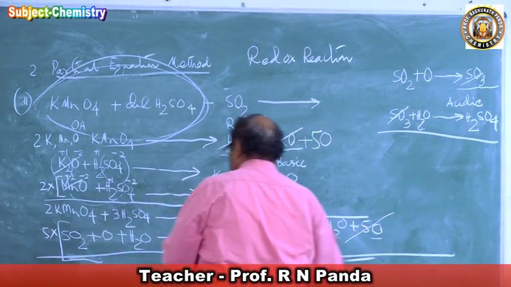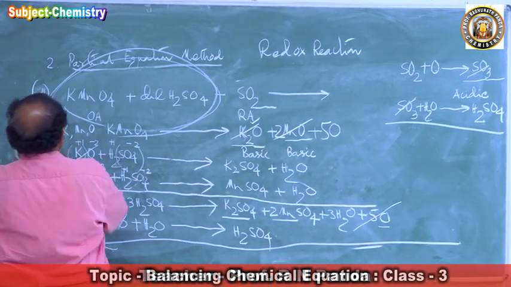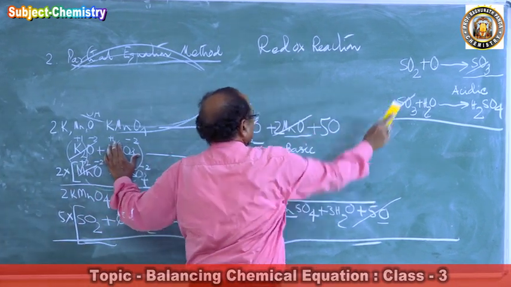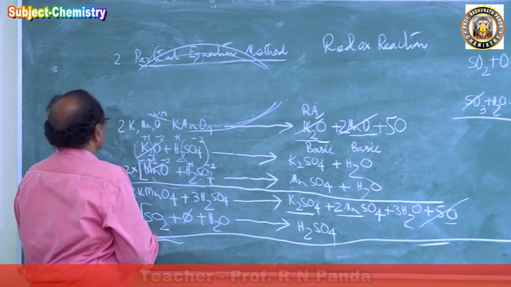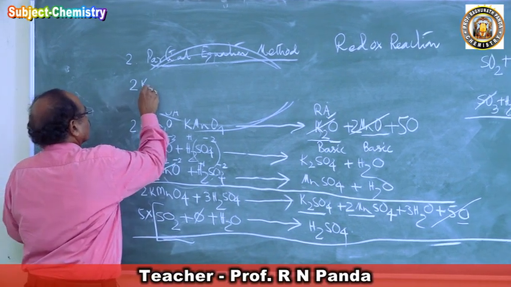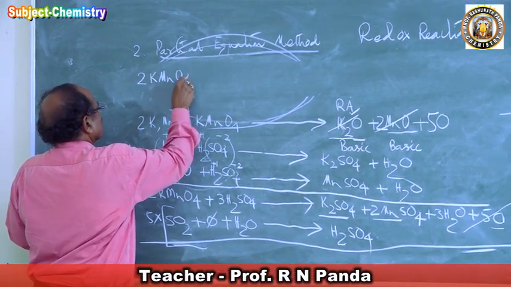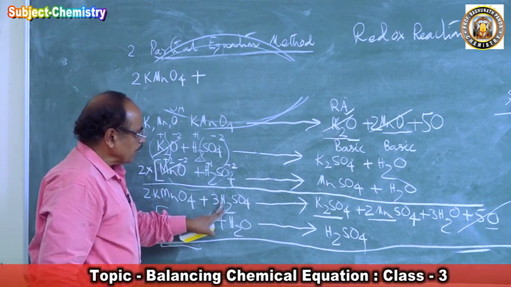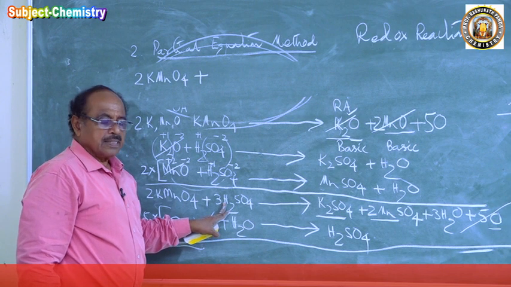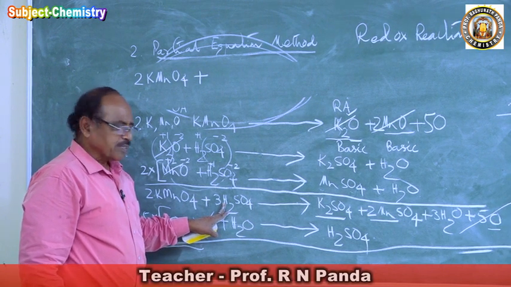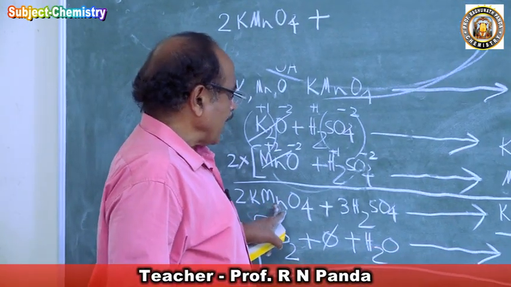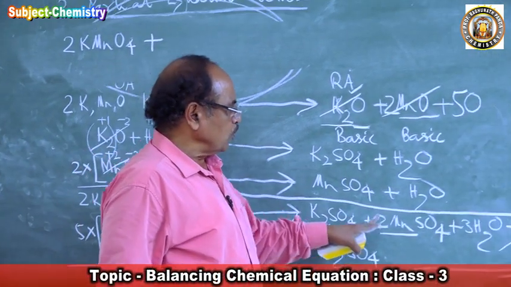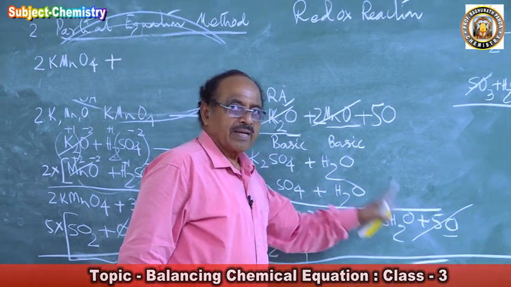So O will cancel with whom? O. So we'll write the final equation now here. What is 2KMnO4? We'll write 2KMnO4. Then plus we have 3 sulfuric acid on the left side. We got 2KMnO4, 3 sulfuric acid, K2SO4, 2 MnSO4, 3 water, 5 O.